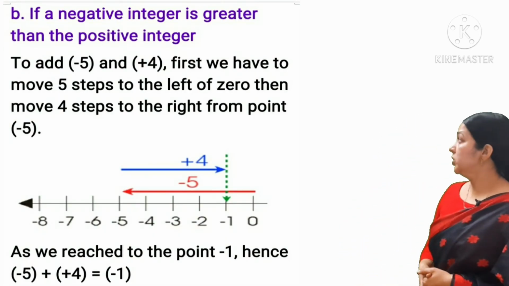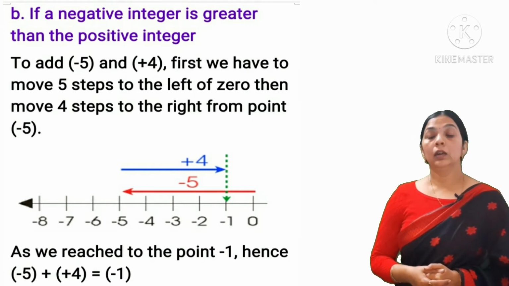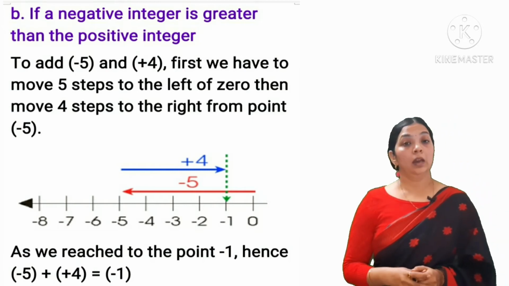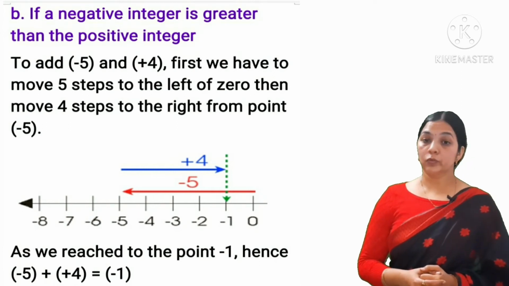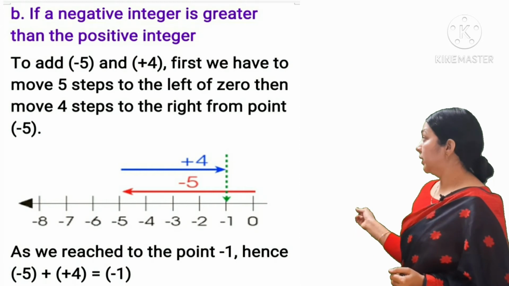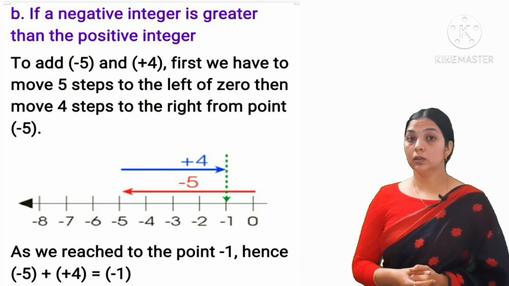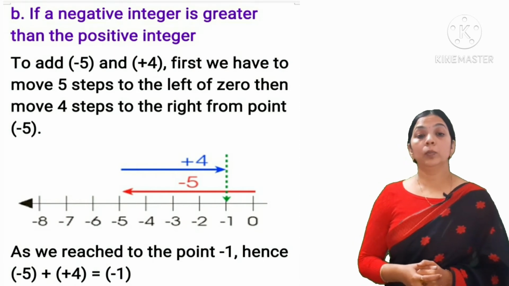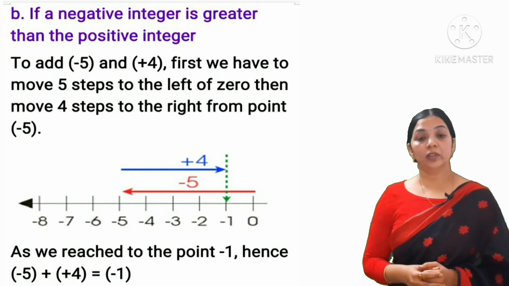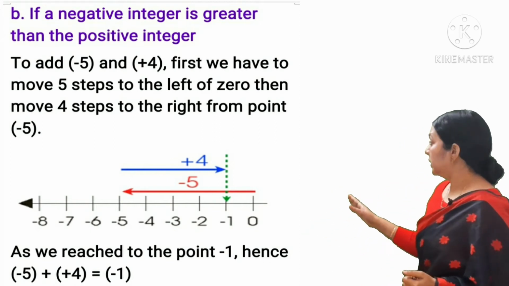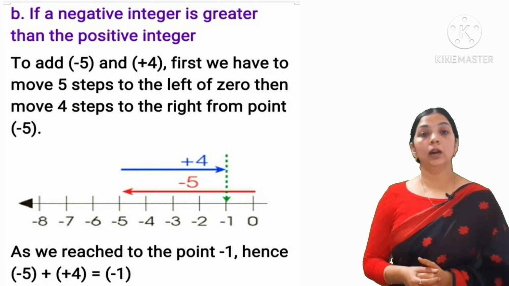If the negative integer is greater than the positive integer, then what we have to do, suppose we have to add minus 5 and plus 4. Then we will first move 5 steps towards the left of the 0. Then we move 4 steps towards the right because 4 is a positive integer. So this way we reach at minus 1. So minus 1 will be the answer.